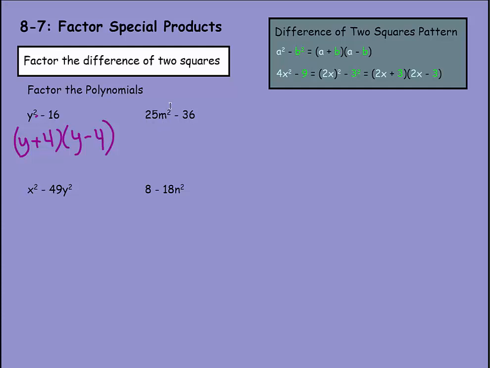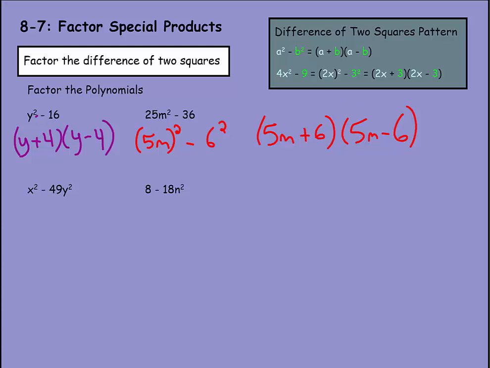Now I have 25m squared minus 36. If this is my a and this is my b, I can make this work as well. The square root of this would be 5m, so it would be 5m squared minus 6 squared. So I could do the sum and difference pattern. It would be 5m plus 6 times 5m minus 6. 6 times negative 6 is negative 36. 5 times 5 is 25. Then the positive 30m would cancel out with the negative 30m.